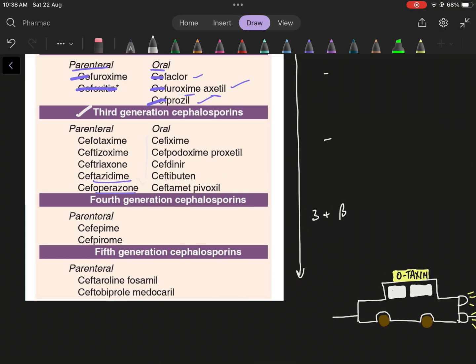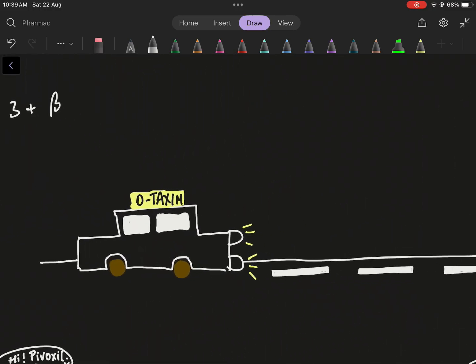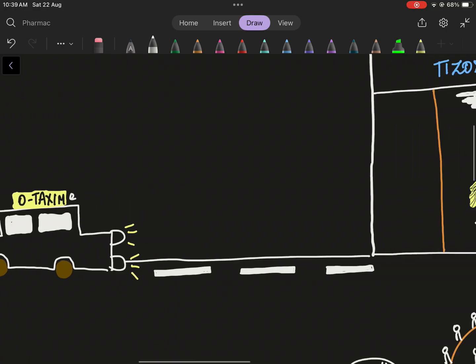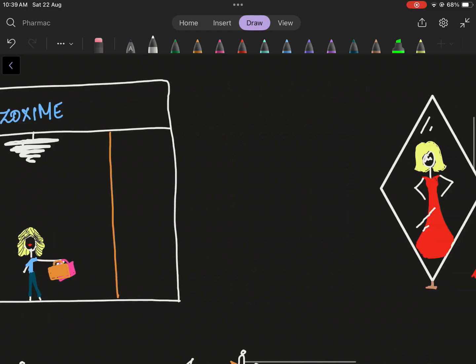Now let's move on to the most important class of drugs here, the third generation cephalosporins. We will again go parenteral and then oral. So how do we learn this? Imagine this person is taking a taxi. In other words, otaxime, cefotaxime, okay? They go to the shop called tizoxime, ceftizoxime.